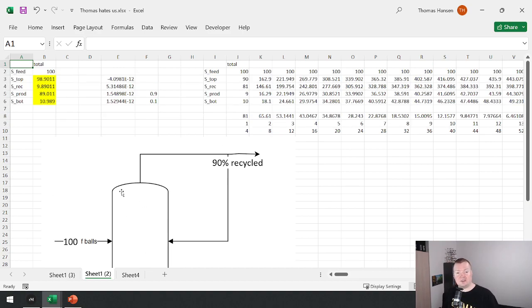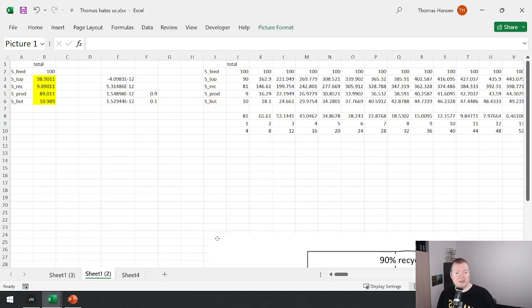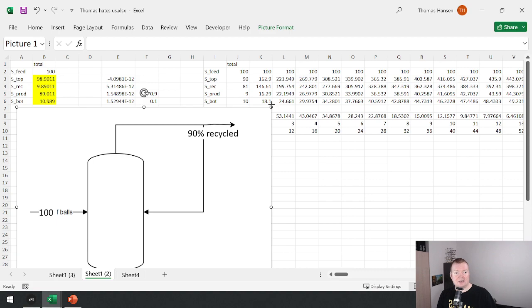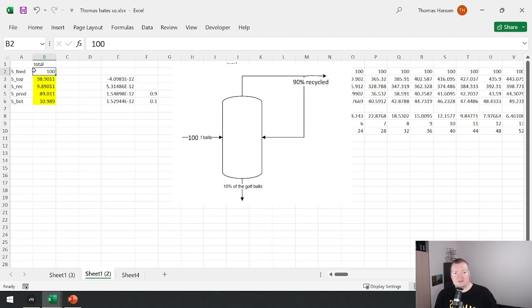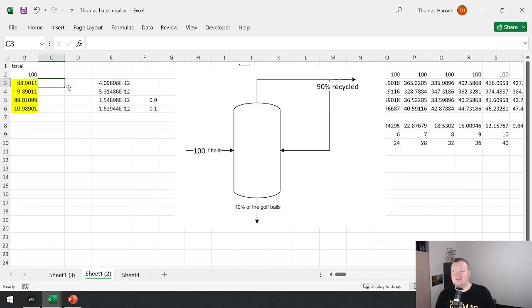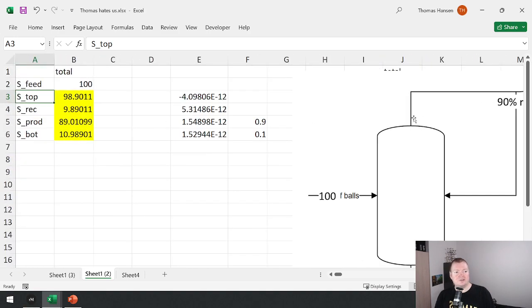That's just not possible. So as an example here, let's just shrink this down a bit so we can see what's happening. We'll chuck it over here. So I just have my feed stream, my top stream, recycle stream, my product stream up in the top, and my bottom stream. All of those masses, all of those numbers of balls are unknown. And I just start out here.